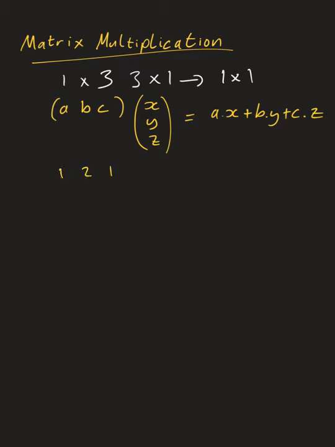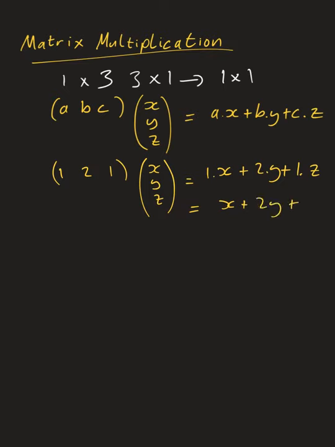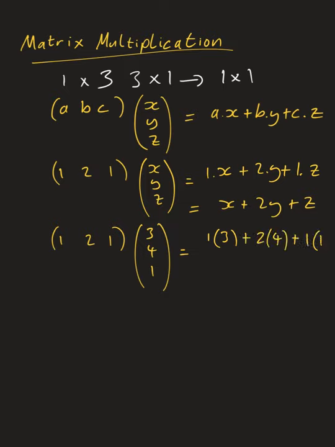Let's try it now with some numbers on the left. We'll keep x, y, and z on the right for the moment. So the answer to this multiplication is 1 times x plus 2 times y plus 1 times z, which equals x plus 2y plus z. Once more, with all numbers, here we have 1 times the 3 on top of the right side, plus 2 times that 4 in the middle, plus 1 times 1, which comes out to 12.